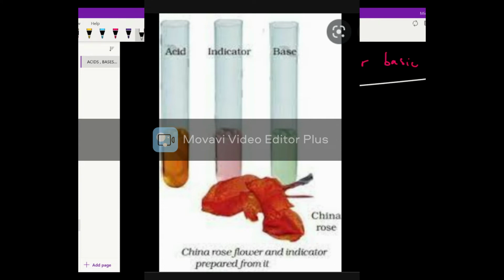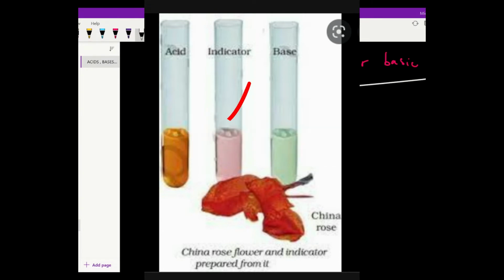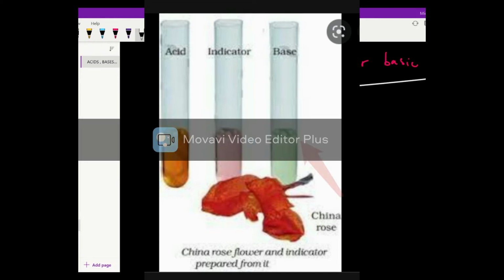If you take the petals and put them in a mortar or a mixie and grind them with some water into a paste, the indicator's color will be pink. And if you put it to an acid, the solution changes to an orange color, okay? And if you put it to a base, it changes to a green color.